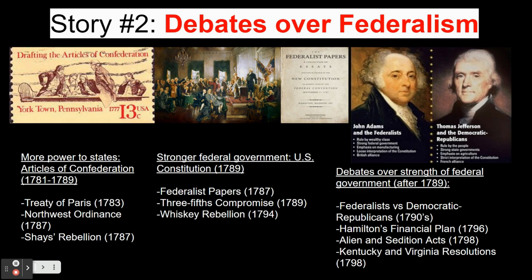The debates over federalism during this time period would lay the groundwork for continued tensions over states' rights, as well as other issues involving the power of the federal government that'll lead us all the way to the Civil War, and then obviously will cause tensions even beyond that.